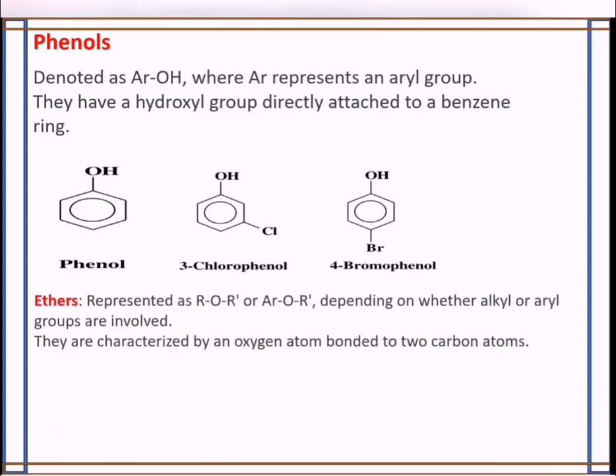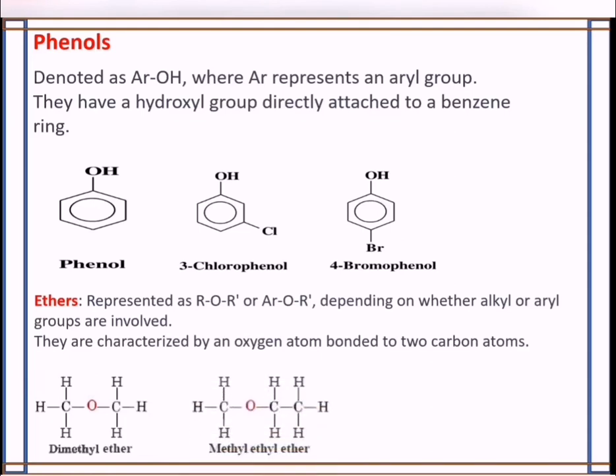Let's look at ethers. Ethers are represented as ROR or ArOR, depending on whether alkyl or aryl groups are involved. They are characterized by an oxygen atom bonded to two carbon atoms. For example, we have dimethyl ether, methyl ethyl ether, and diethyl ether.